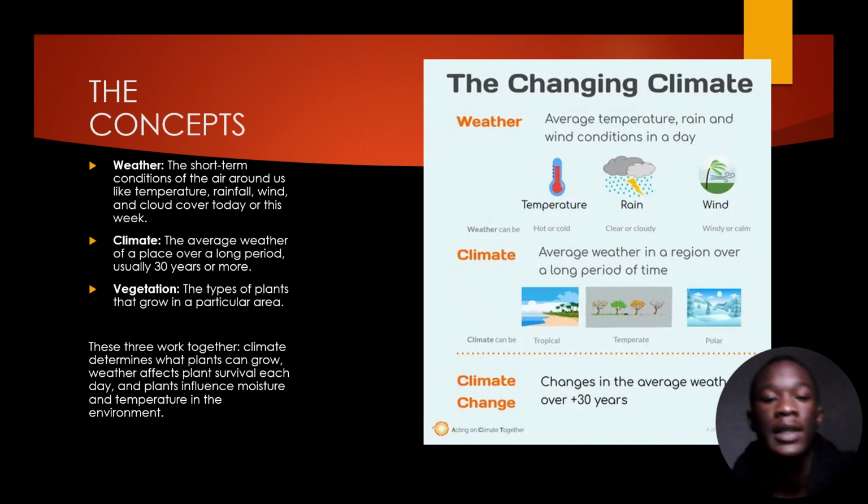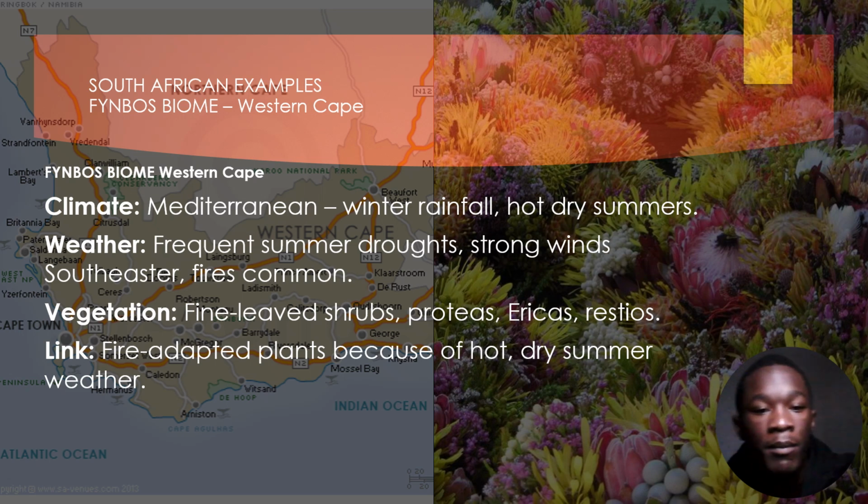So jumping on to our next slide, which is the examples found in South Africa. We have the fynbos biome found in the Western Cape. The climate in the fynbos biome is Mediterranean. It consists of winter rainfall and hot, dry summers, while the weather is frequently summer drought, strong southeasterly wind, and fires are common. The vegetation is fine-leaved shrubs, proteas, ericas, and restios.